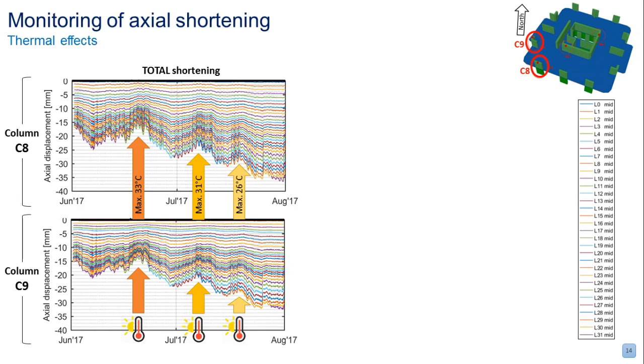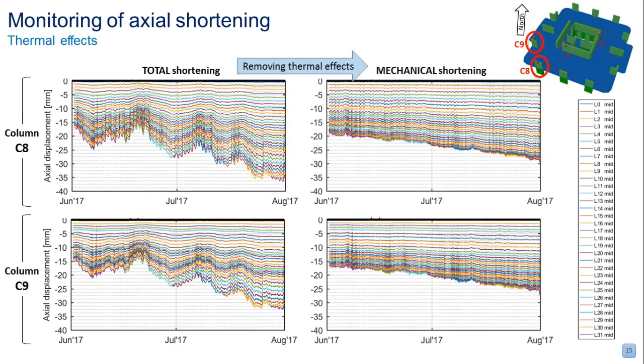So we get a big influence from thermal effects. Now, remember, we're also measuring the temperature of the concrete with the other fiber optic cable. So we can estimate how much of that shrinkage is due to thermal expansion and contraction. And if we remove that effect, we will end up with what we call mechanical axial shortening. That's just due to the elastic and inelastic effects. And that is much more linear.